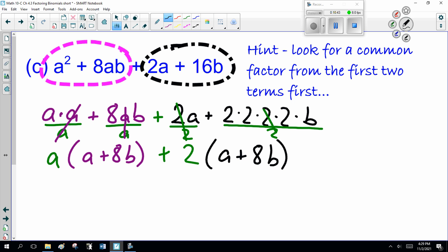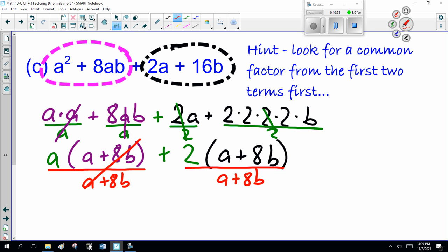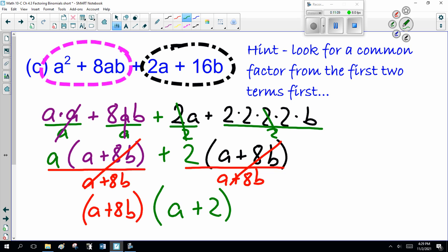I'm going, woohoo! What have I got here? a plus 8b in both terms. So now I can divide both of these by a plus 8b. So I can do it twice just to confuse you. So be careful of that. I will throw that at you because I'm evil and I smell funny. So this is a plus 2. Ooh, I like that. You're going to see that on a homework question.